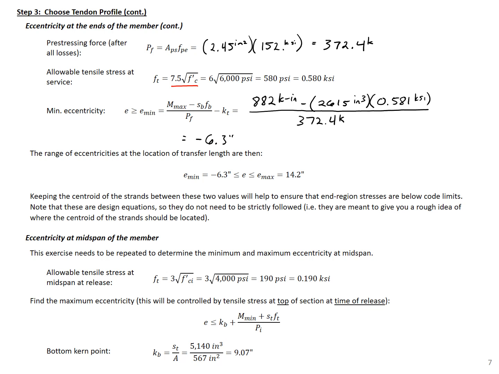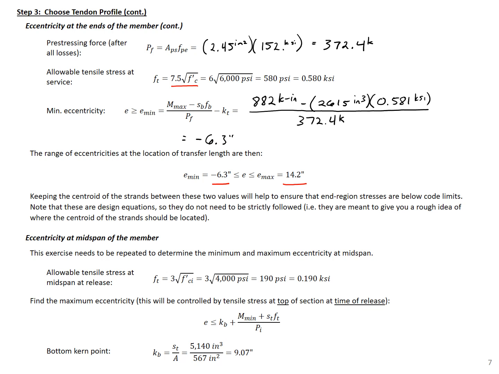So we can see then our allowable range here is between negative 6.3, so 6.3 inches above the centroid of our section, and 14.2 inches below the centroid of our section. So these values are just an allowable range, these aren't set in stone. So we need to lay out our strand pattern to be in between these values, and then we need to end up checking the stresses of our actual design. So again, these aren't firm limits. These are just to give you some guidance during the design process.